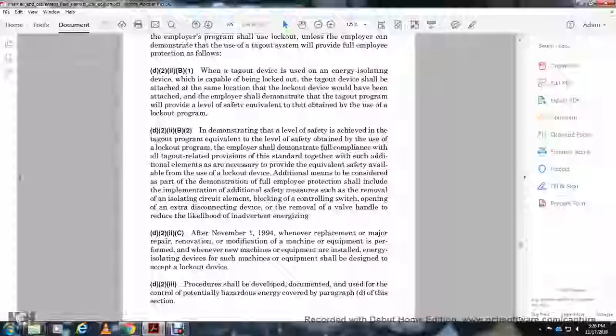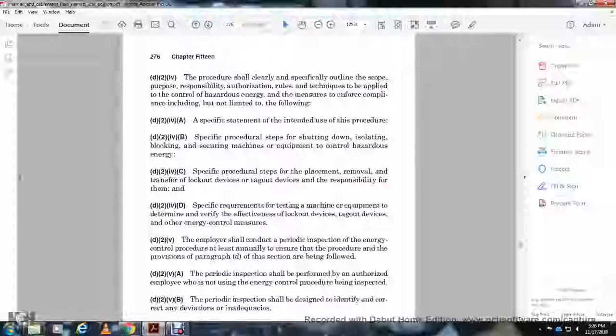Procedures shall be developed and documented for the control of potentially hazardous energy covered in paragraph D of this section. The procedure shall clearly outline the scope, purpose, responsibility, authorization, rules, and techniques to be applied to the control of hazardous energy, and the measures to enforce compliance, including but not limited to the following: a specific statement of the intent of the procedure; specific procedural steps for shutting down, isolating, blocking, and securing machines or equipment to control hazardous energy; and specific procedural steps for the placement, removal, and transfer of the lockout device or tagout device and the responsibility for them.